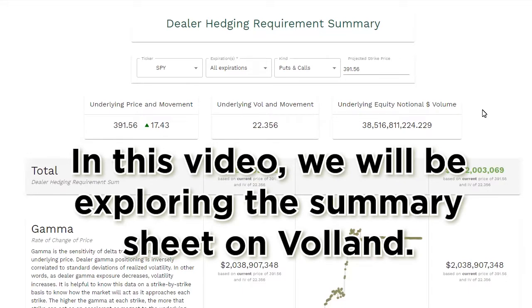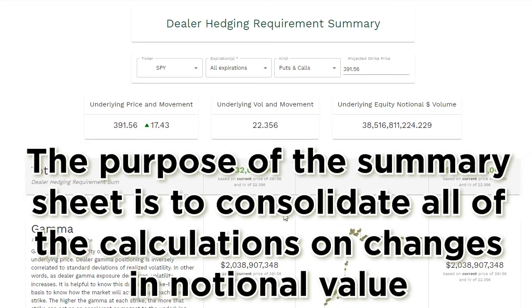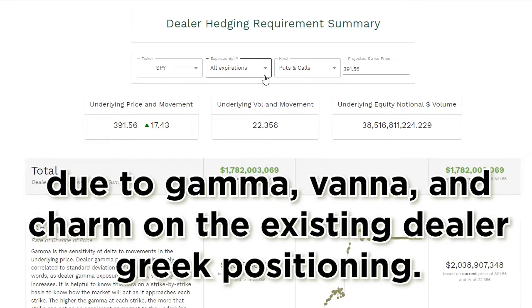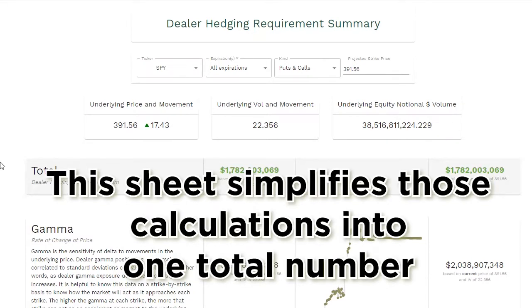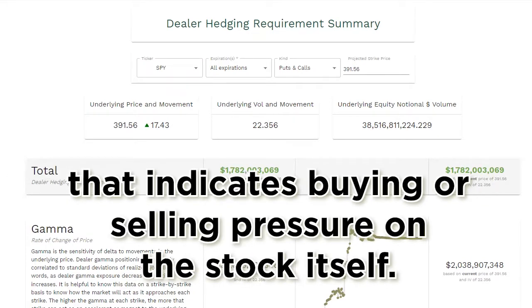In this video, we will be exploring the summary sheet on Volland. The purpose of the summary sheet is to consolidate all of the calculations on changes in notional value due to gamma, vanna, and charm on the existing dealer Greek positioning. This sheet simplifies those calculations into one total number that indicates buying or selling pressure on the stock itself.